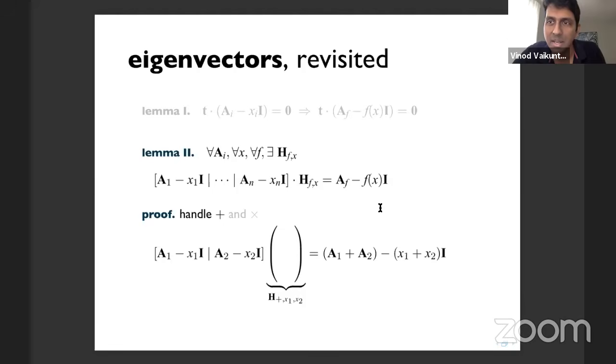A random one probably does, but we want this to hold for all A's and for all X's. Okay, good. So let's try to solve this. Now it's not so bad.